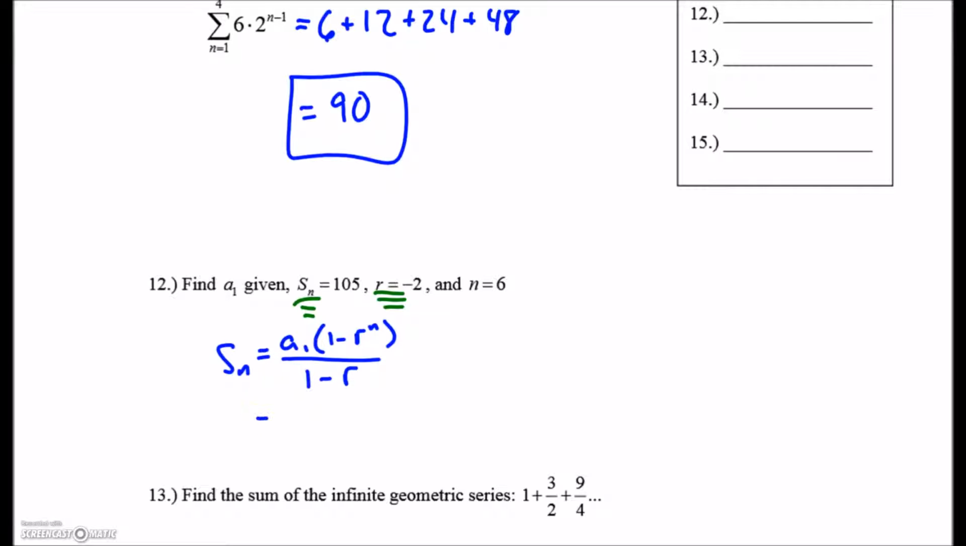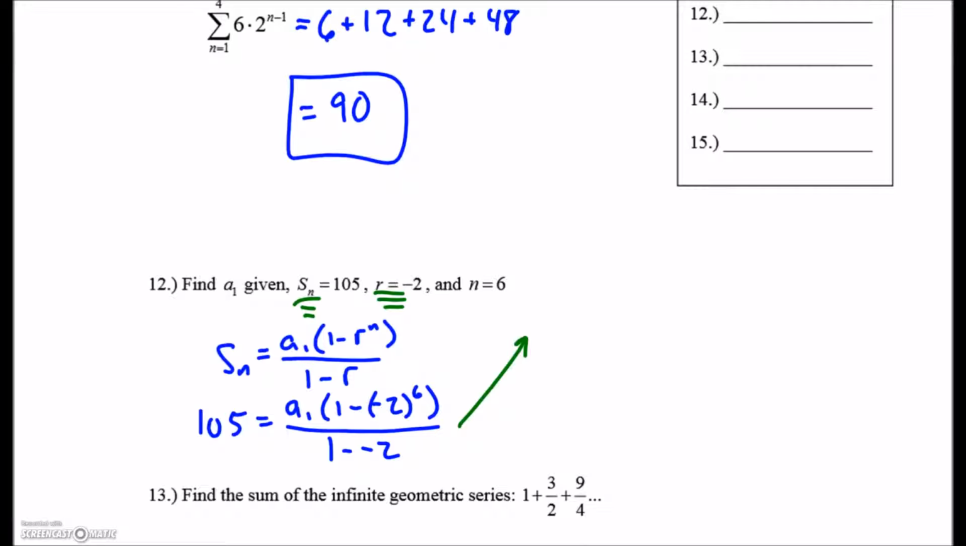And really, I'm just plugging in what I know. I know the sum is 105. A sub 1 is the thing I'm looking for. 1 minus r is going to be a -2 raised to the 6th power. That's what n is. All over 1 minus r, which is a -2. And you just have to be really careful. The temptation that folks have is right here. They want to change that subtracting a negative to adding the opposite. But you can't do that, because you have to take care of this exponent first. Okay, so we have to do that exponent first to simplify this thing.